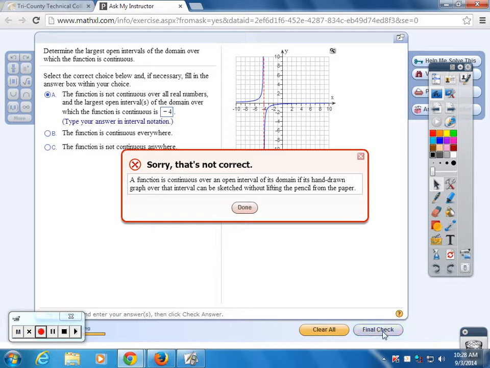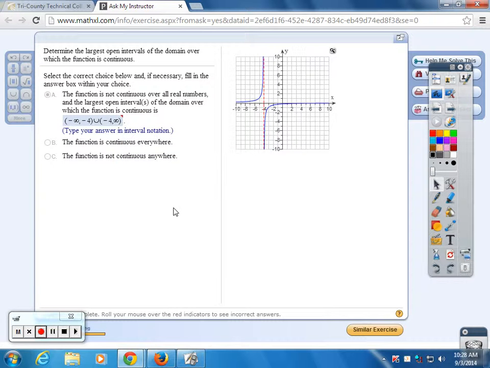Let's see what their answer is. Yep, that's the same thing. Negative infinity to negative 4, but do you include negative 4? No. That's the answer. You can write it this way as a union, or you can write it that way over there. Or all real numbers, you can use all real numbers except for negative 4.